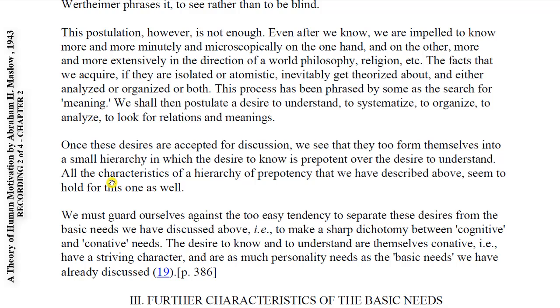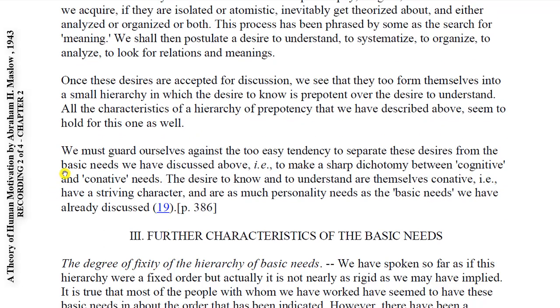All the characteristics of a hierarchy of prepotency that we have described above seem to hold for this one as well. We must guard ourselves against the too easy tendency to separate these desires from the basic needs we have discussed above, i.e., to make a sharp dichotomy between cognitive and conative needs. The desire to know and to understand are themselves conative, i.e., have a striving character, and are as much personality needs as the basic needs we have already discussed.